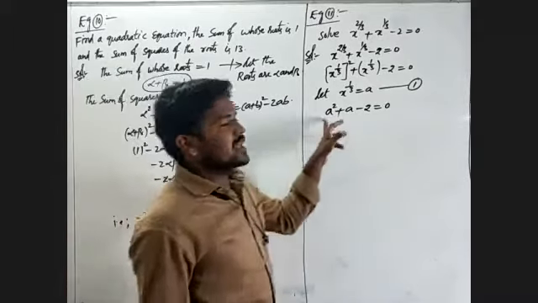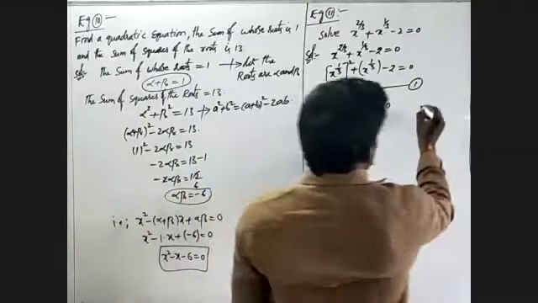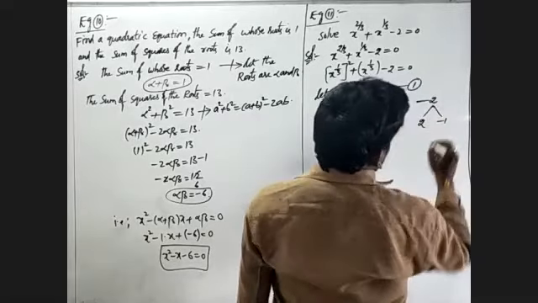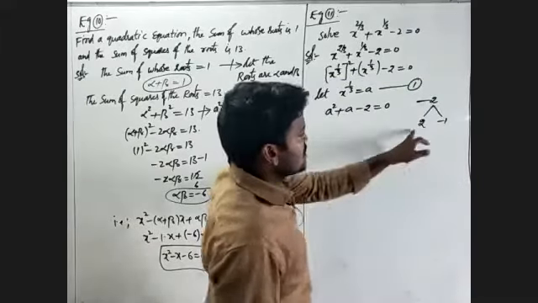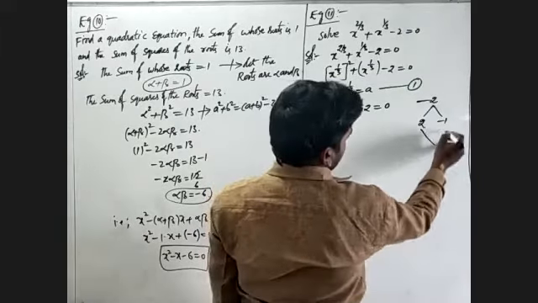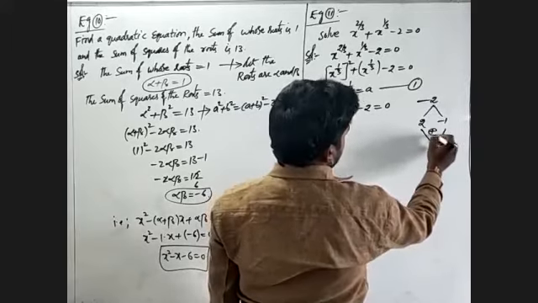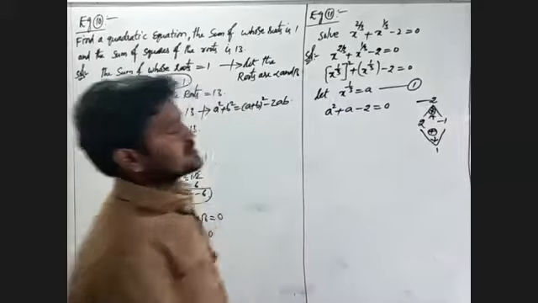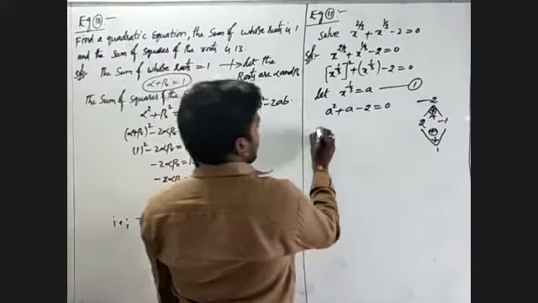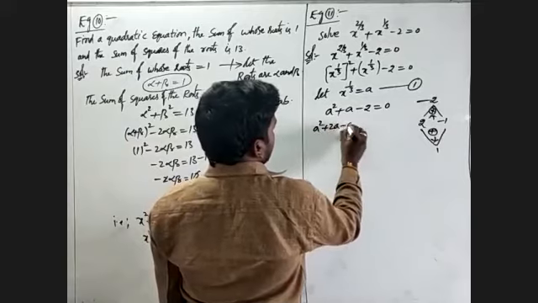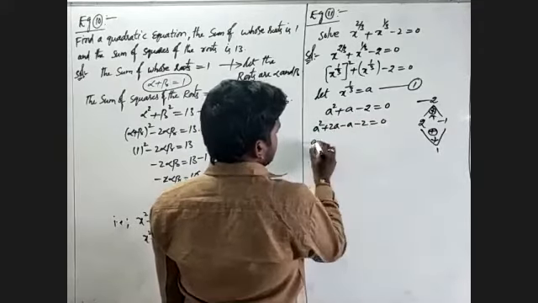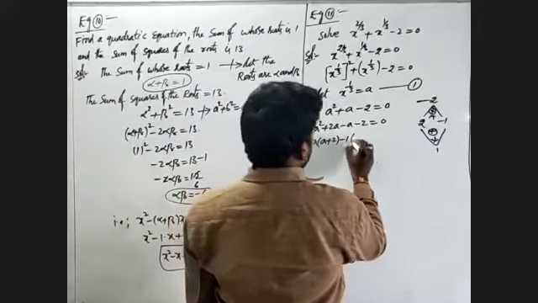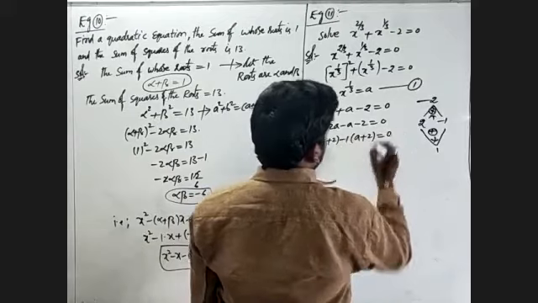For a square, the coefficient is 1 and the constant is minus 2. 1 into minus 2 is minus 2. I will take 2 and minus 1: 2 into minus 1 is minus 2, and 2 minus 1 is 1. Their addition satisfies 1 and their multiplication satisfies minus 2. So I will write a square plus 2a minus a minus 2 is equal to 0. I will take a common, remaining a plus 2. Again, I will take minus 1 common, remaining a plus 2, is equal to 0.